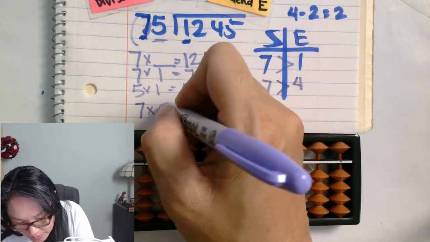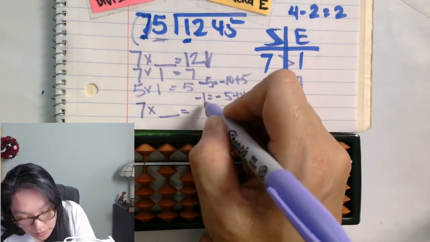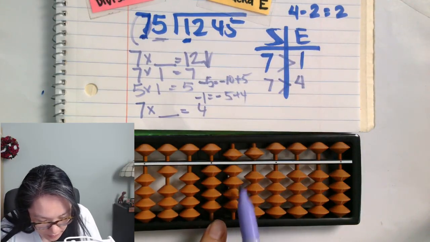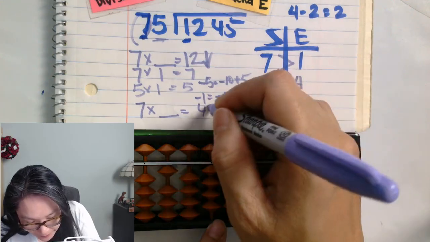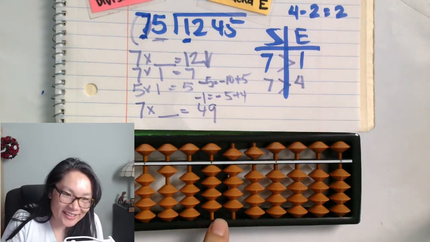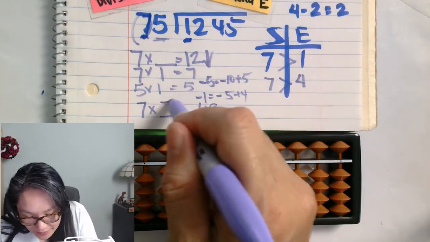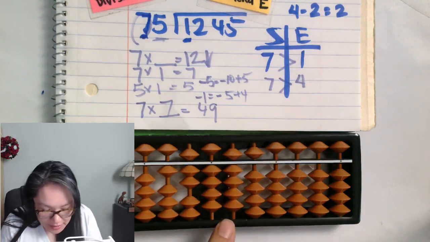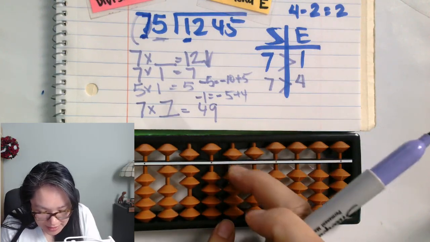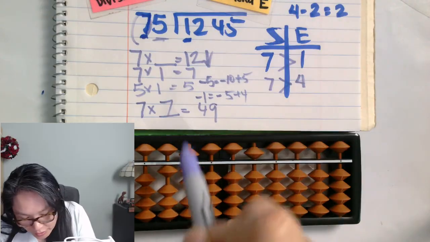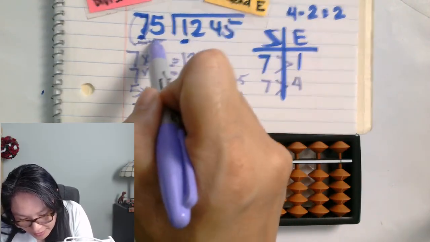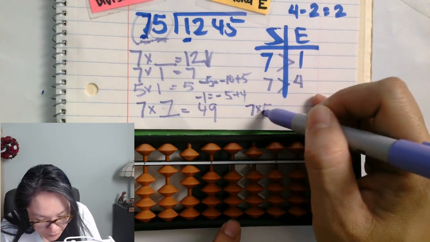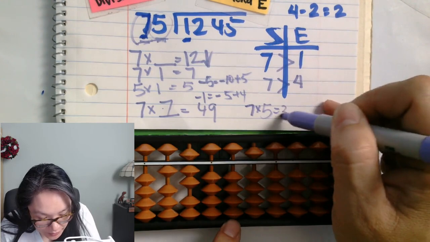7 times what is equal to 40? What is that? 49. 7 times 7 is equal to 49. So I add 7 here. I take away 40, take away 9. Whatever I do to the 7, I got to do to the 5. 5 times 7 is equal to 35.